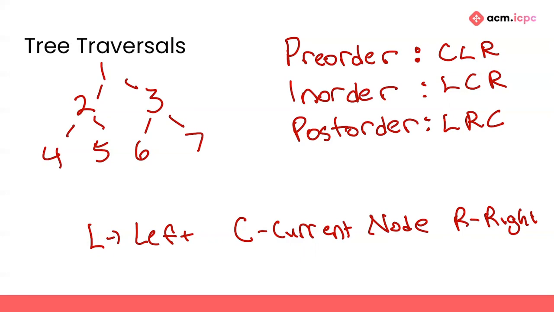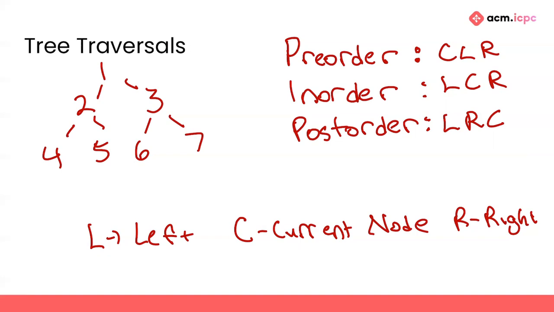If we want to print out a pre-order traversal, we will print out the current node, then print out everything in the left, and then print out everything in the right. Same thing goes with in-order: we'll print out everything in the left, then the current, then everything in the right, and so on and so forth for post-order.